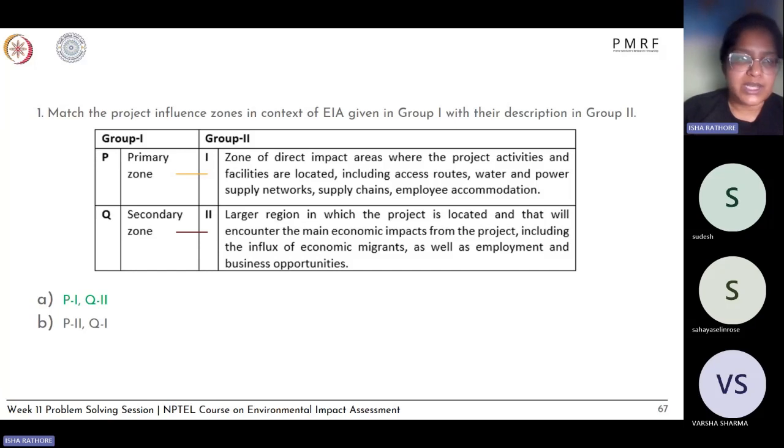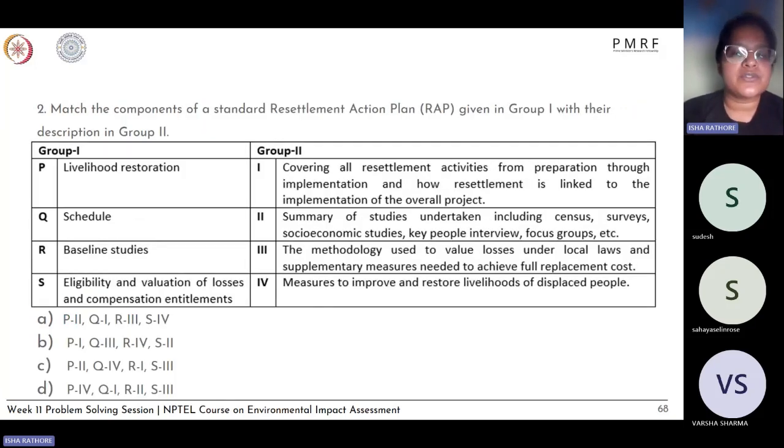Okay, so the next question is: match the components of a standard resettlement action plan, RAP, given in group 1 with their description in group 2. So in group 1, we have the different components which are used in the standard resettlement action plan. And in group 2, we have their description. So we need to match group 1 with group 2.